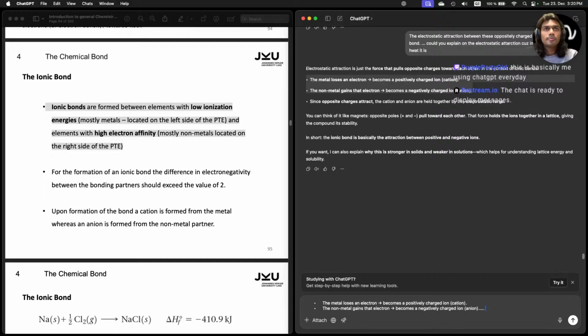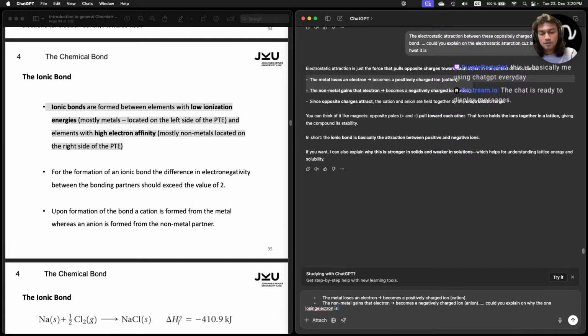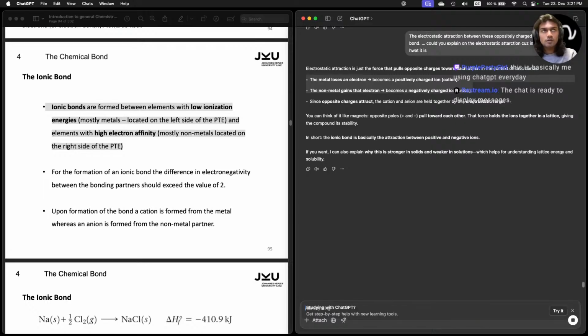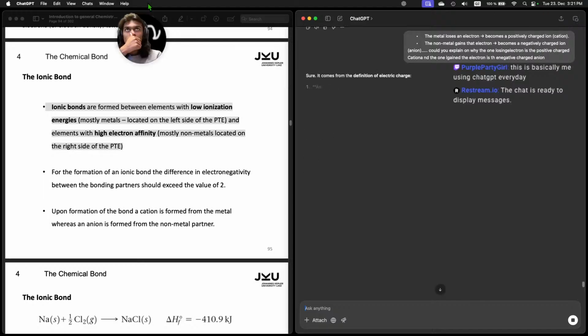So, could you explain why the one losing the electron is the positively charged cation, and the one that gained the electron is the negatively charged anion?